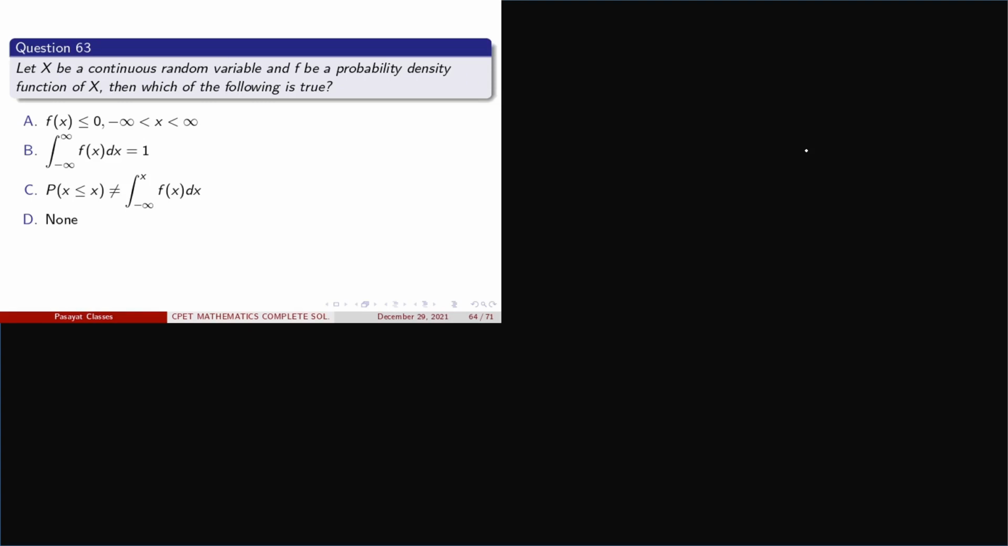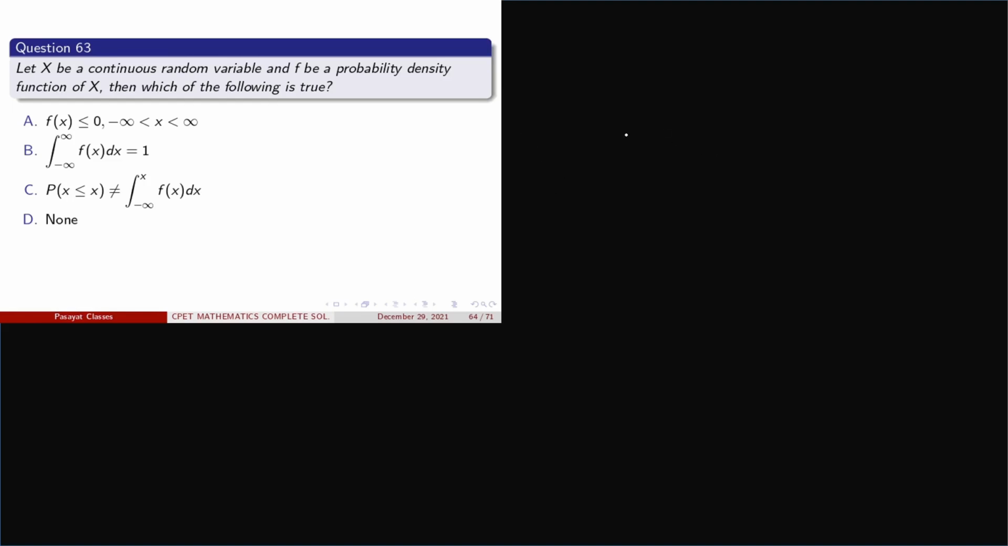Now come to question number 63. Here let x be a continuous random variable and f be a probability density function of x. Then which of the following is true? Here the first option says that f of x is less than or equal to 0, and x lies between minus infinity to infinity. No, this one is wrong.